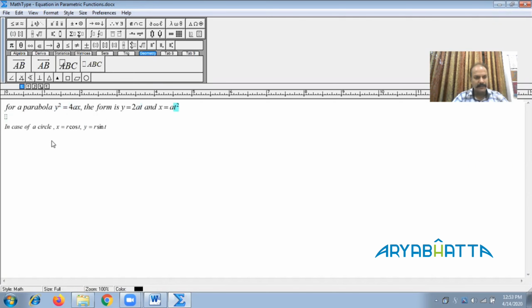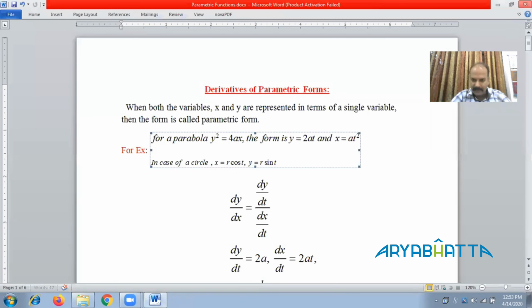Similarly, in case of a circle, if you want to go for the parametric form, x equal to r cos t and y equal to r sin t, both are expressed in terms of t. So this is also called the parametric form. Means in this case you have both the variables expressed in terms of another single variable.